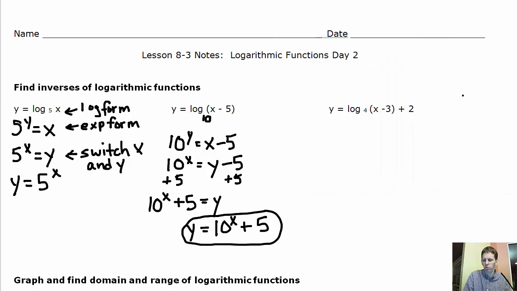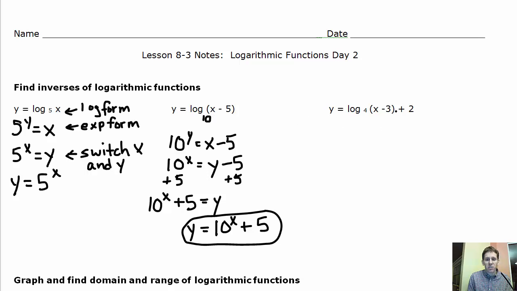We're going to try it one more time with a little more difficult equation. This says y equals log base 4 of x minus 3 plus 2. There is a little trick to this problem that you have to be aware of. We have a log base 4 of x minus 3. We're taking the logarithm of x minus 3. This plus 2 is not part of the logarithm. So anything that's not part of the logarithm has to be moved to the other side.